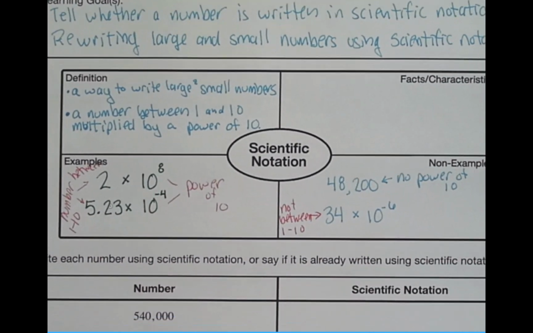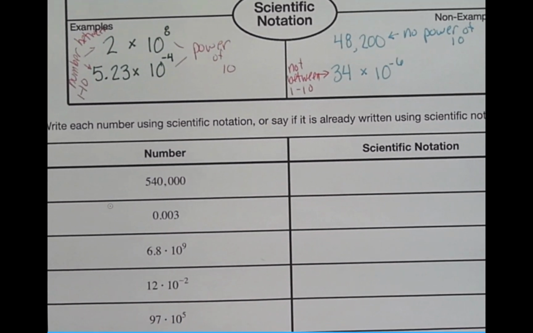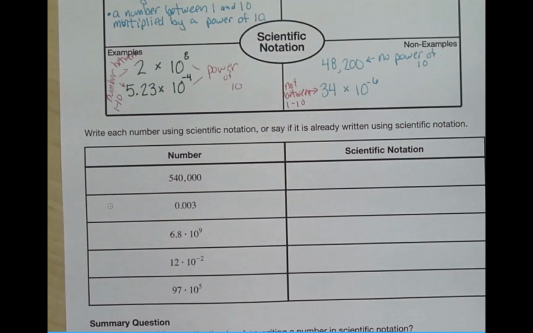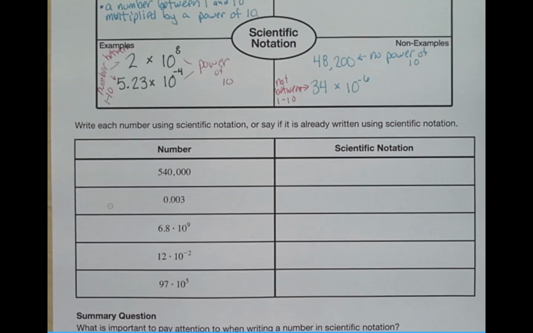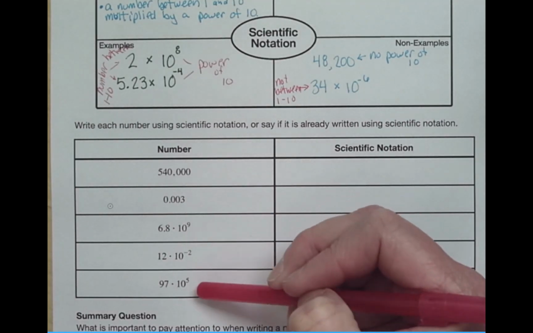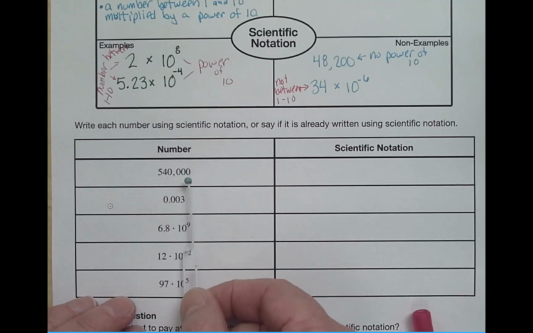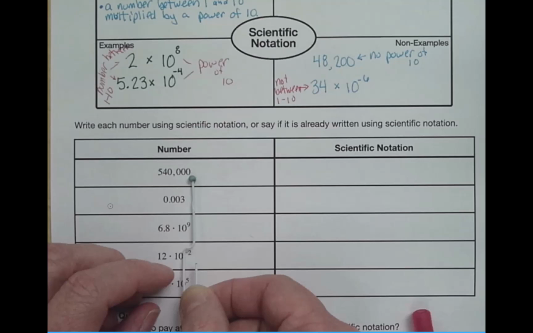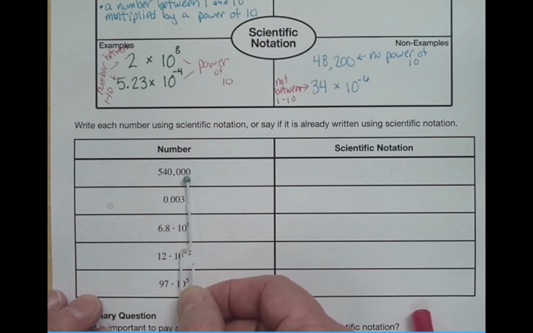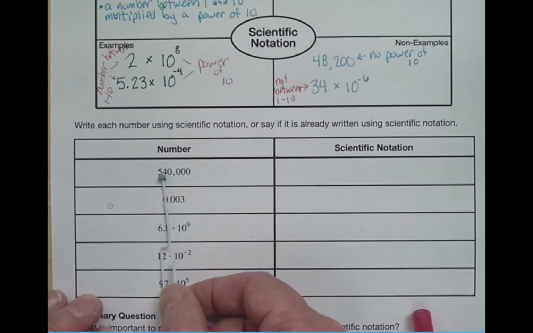Well, our second target is to write some numbers using scientific notation. So we've got a bunch of numbers here, and we're going to write them using scientific notation. And somewhere here, I have a little decimal point that I'm going to use so that we can talk about moving that decimal point until we have a number that's between 1 and 10.